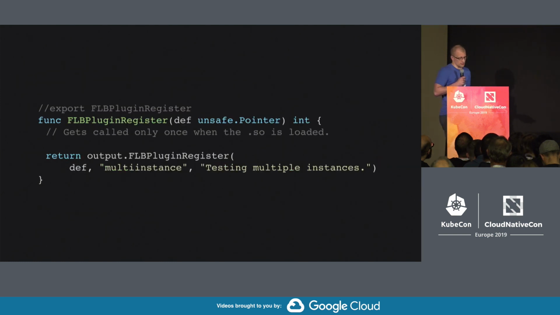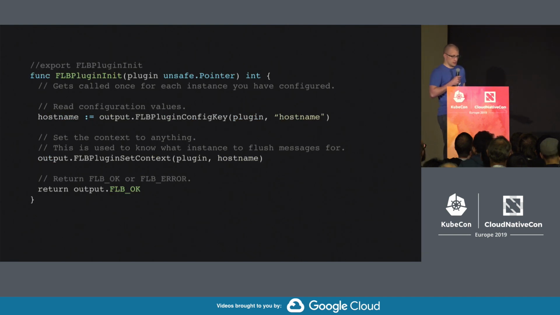So register, there's some helper functions and an output package that you can use. Basically the job of the register function is to allow the Go code to communicate back to the C code information about the plugin. So in this case, we're setting the plugin's name and a description for the plugin. Register gets called once per shared object, so you can think of that as global for your plugin. The init, however, gets called once per instance. So if you configured, say, 5 different instances of syslog output plugins, then this would get called 5 different times. And in this function, you typically read from the config.